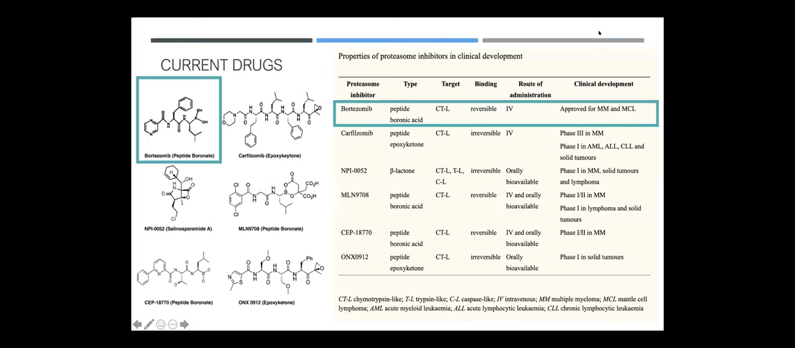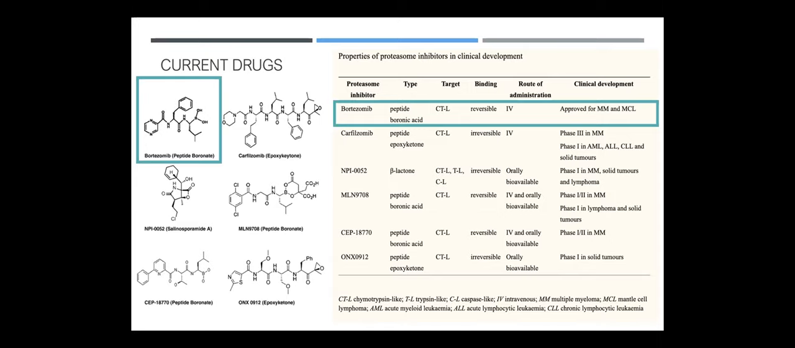There are various types of proteasome inhibitors in clinical development. However, the one in the box that I've circled here is the only one that has been approved by the FDA, and the rest are still in clinical trials. It is called bortezomib. It targets the CTL pathway, the chymotrypsin-like function, and it is given by intravenous injection, also called IV. The explanations are shown below. If you want a general description of what all these abbreviations mean, you may want to look at the back page. It is approved for MM and MCL, which means multiple myeloma and mantle cell lymphoma.